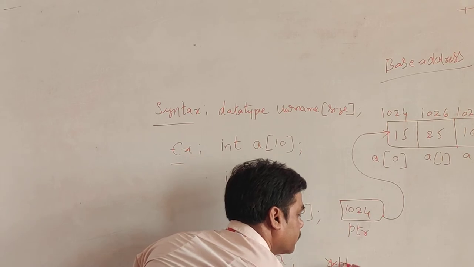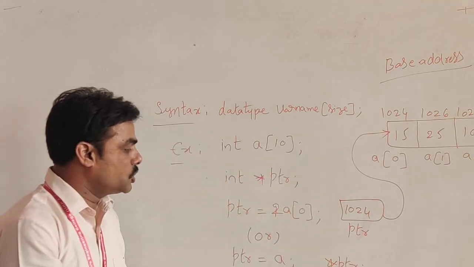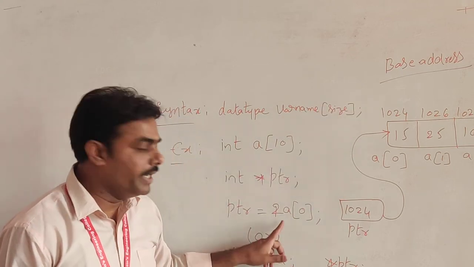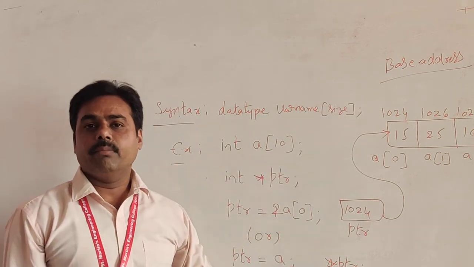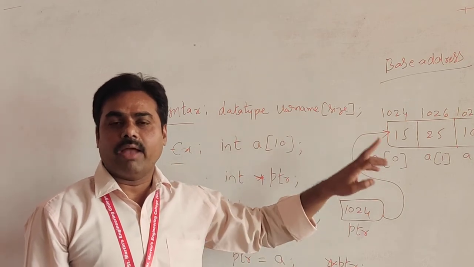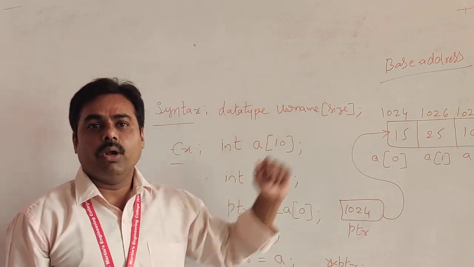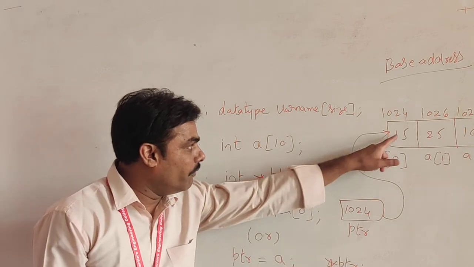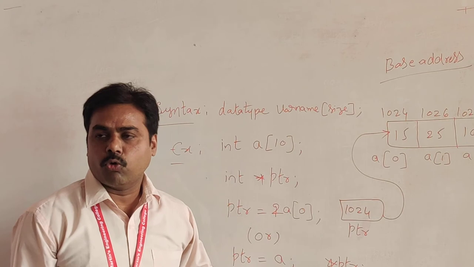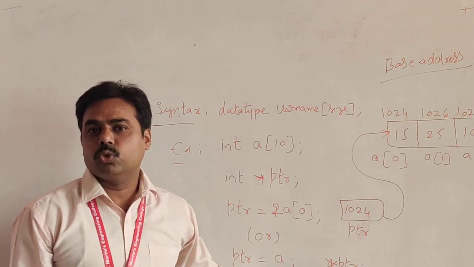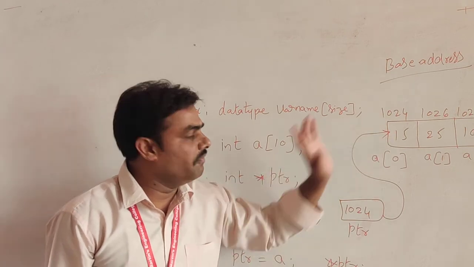Asterisk ptr means the value which can be stored in the particular address. If you want to access the address, only ptr is supposed to be mentioned. ptr means the address location. With the help of the address, I am supposed to access the value which is stored in the one-dimensional integer array. If you want to access that value, we use one of the special operators, asterisk ptr. Asterisk ptr means the value stored in the particular address, that is ultimately 15 here.